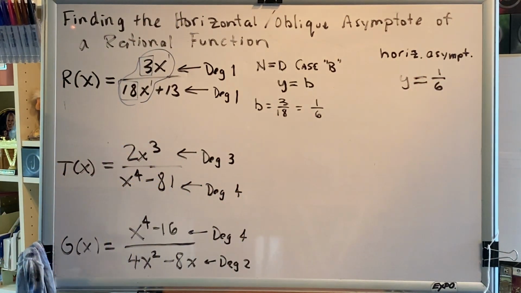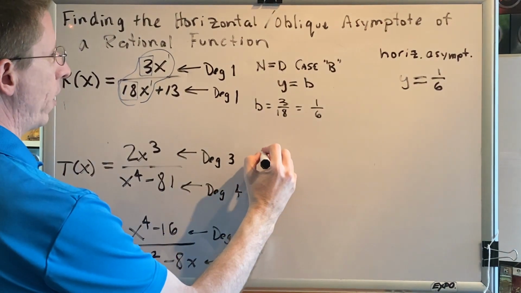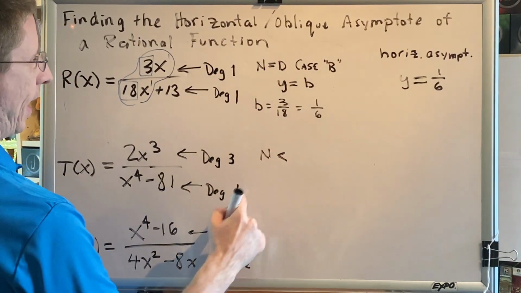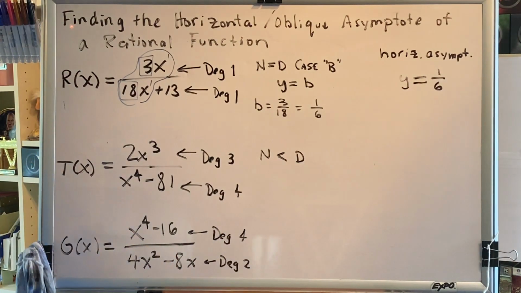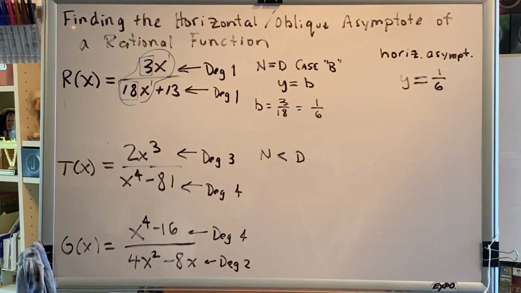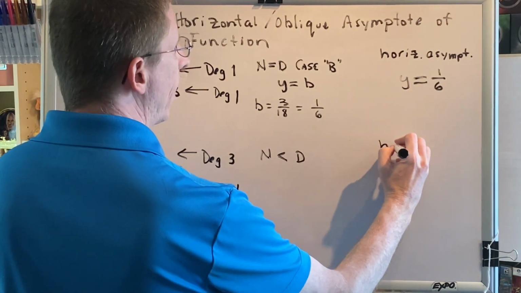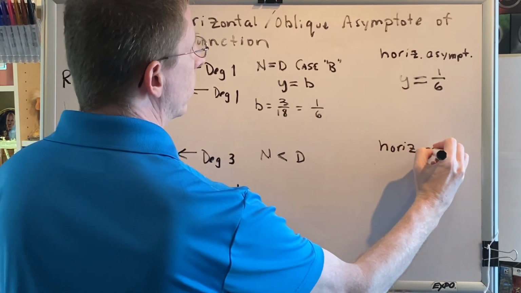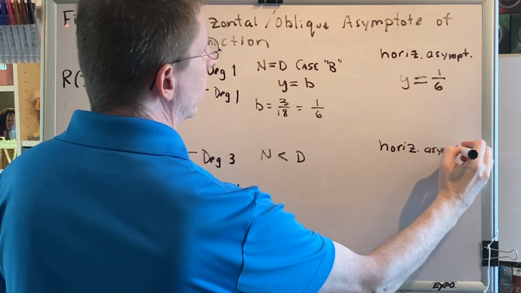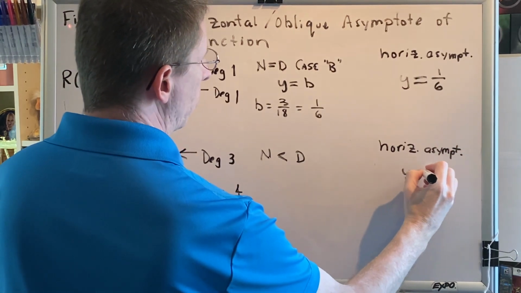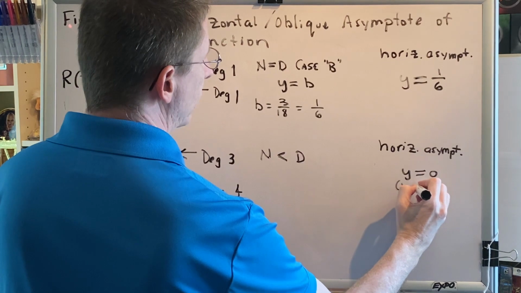All right, turning our attention now to t of x, we notice that the numerator degree is 3, and that's less than the denominator degree, which is 4. So which case is this? This is case A. If the degree of the numerator is less than the degree of the denominator, then the horizontal asymptote is y equals 0, also known as the x-axis. All right, so we can write that. We have a horizontal asymptote, and it is y equals 0, also known as the x-axis.